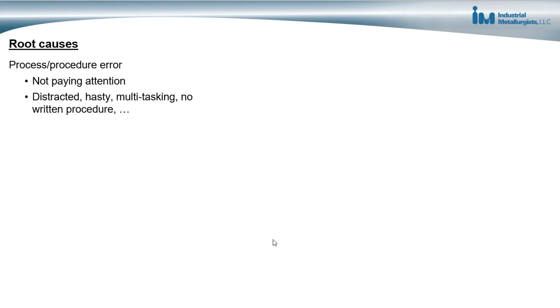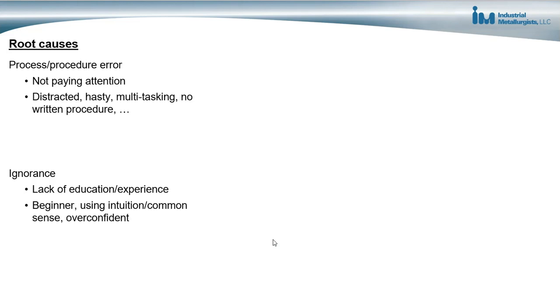So there are different root causes when it's a process procedure error versus a mistake that's due to ignorance. So when it's for a process or procedure error, again, we know the process, we know the procedure, but we've made a mistake in that. And this is usually due to not paying attention. It's not paying complete attention to what's going on. And this could be because we're distracted, being too hasty, perhaps multitasking. Or perhaps there's no written procedure for the process. Maybe we got a bad night's sleep, or maybe we just had an argument with our wife or girlfriend. And in any case, we're distracted. And that's when these kind of mistakes occur.